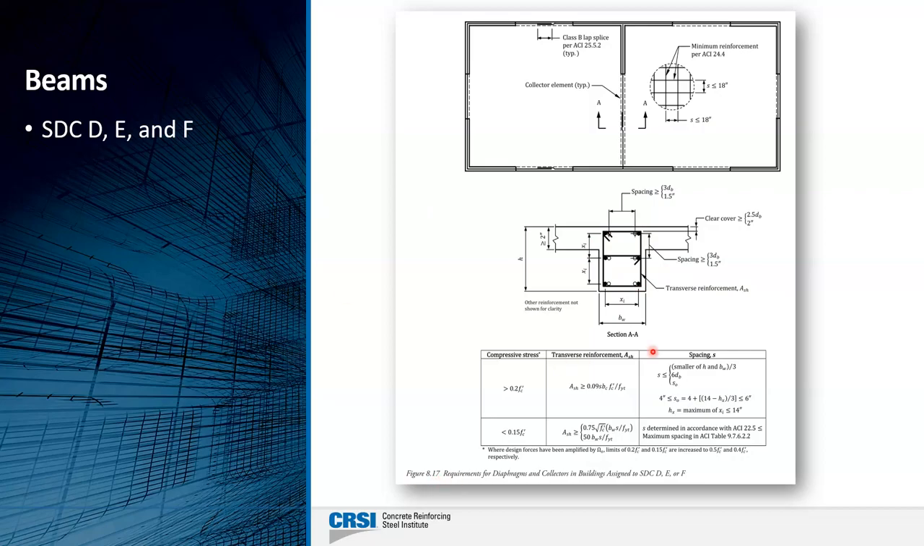This figure 8.17 in the design guide summarizes all of the different transverse reinforcement requirements that need to be satisfied, depending on what the axial compressive stress is in that particular collector. It also tells us about spacing, both in the vertical direction as well as along the length of the beam. So all important stuff to keep in mind once we have a structure assigned to D, E, or F.